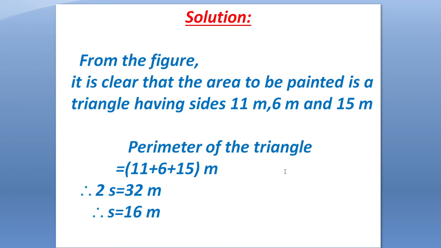So first find out the perimeter of the triangle, which is equal to 11 plus 6 plus 15 meters, equal to 32 meter. Therefore S, the semi-perimeter, is 16 meter.